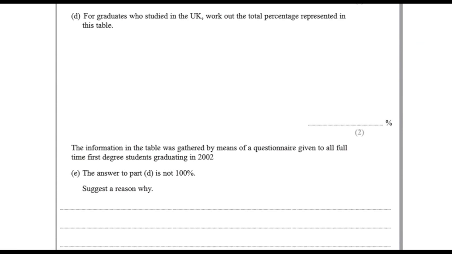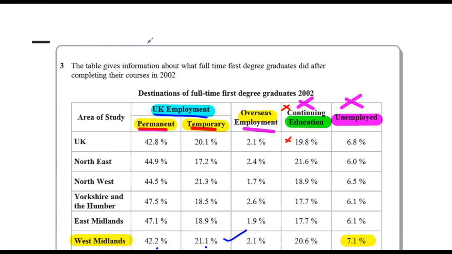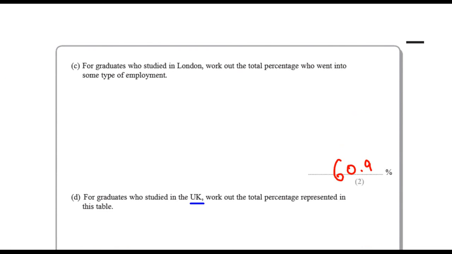Part D. For graduates who studied in the UK, work out the total percentage represented in the table. So let's look back at the table and see what's going on. Area of study, UK. Okay, and we've got information on people in permanent, temporary, overseas employment, or continued education, or unemployed. So let's highlight the entries for area of study UK, and let's add up the percents that I've just highlighted there. So on your calculator, it's not worth risking it and trying to do it in your head. 42.8 plus 20.1 plus 2.1 plus 19.8 plus 6.8 on your calculator, and you get 91.6. So your answer there is 91.6.